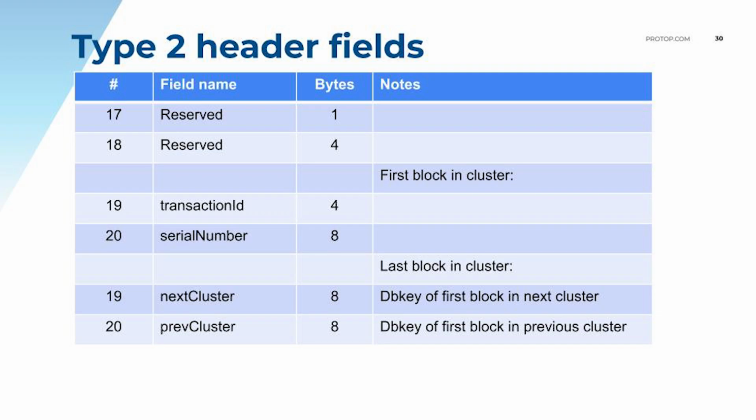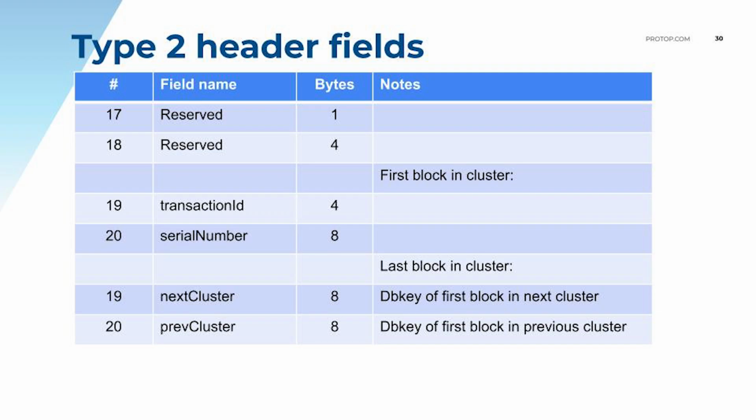I mentioned earlier that a storage object is a chain of clusters. So next cluster is the DB key of the first block in the next cluster in the cluster chain of a storage object. And similarly, previous cluster is the DB key of the first block in the previous cluster. So it's a doubly linked list.